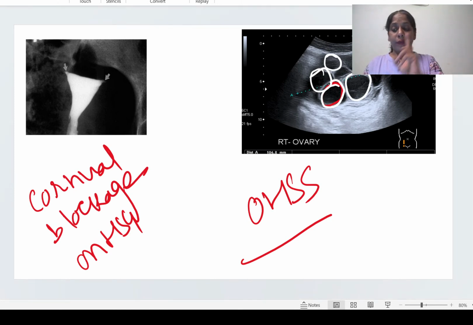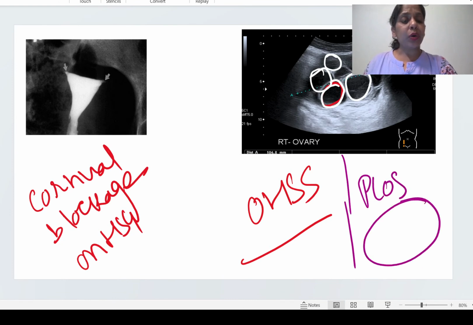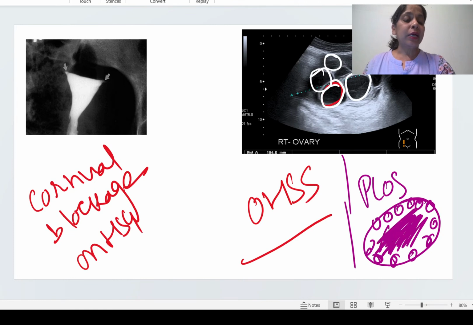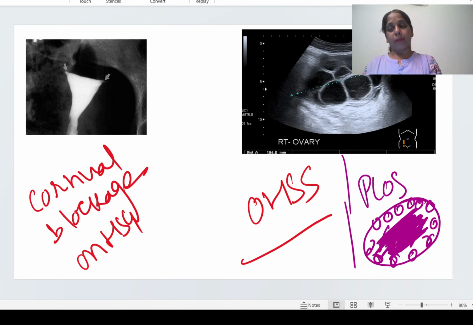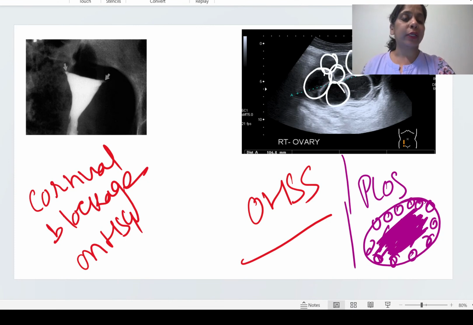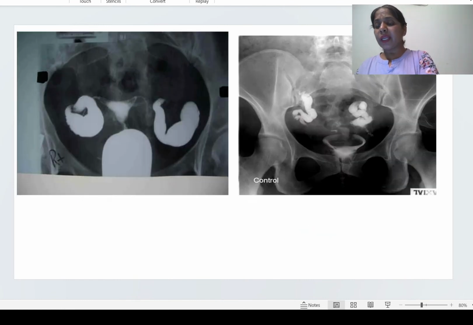You have to differentiate it from PCOS. How will you differentiate it from PCOS? In PCOS there is a necklace pattern. All the follicles are in the periphery and in between, the stroma is hyperstimulated, whereas in OHSS there is no stroma. You can see only and only follicles here. In PCOS there is a lot of stroma.